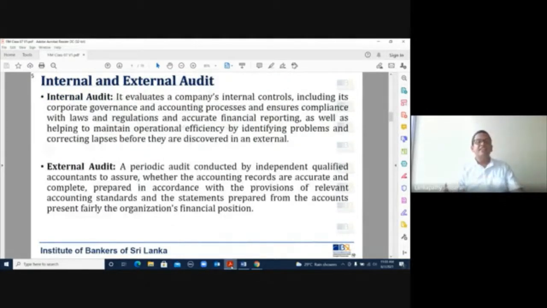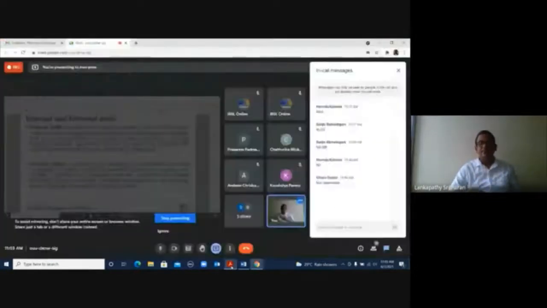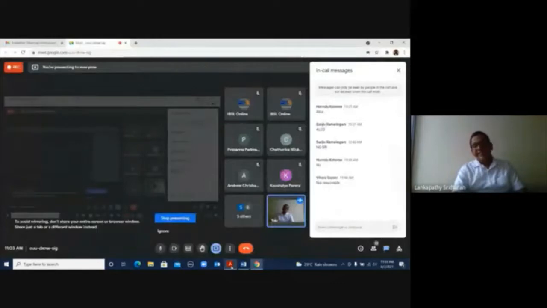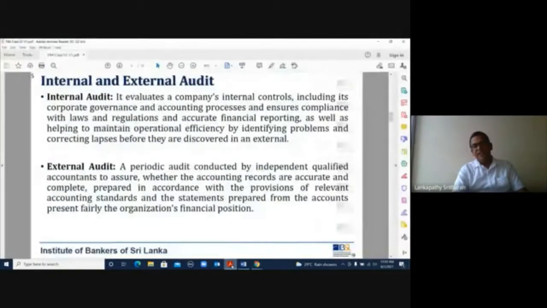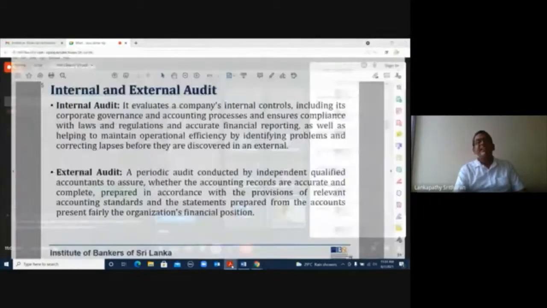And internal audit, external audit. Of course, internal audit I have explained to you already. By the way, just a question: internal audit comes under which line of defense? Whether it's the first line of defense, second line or third line? Because we have discussed it in the last class. Yes, it's the third line of defense.